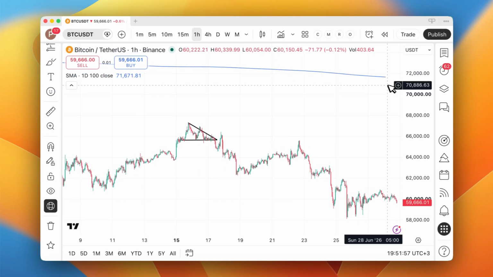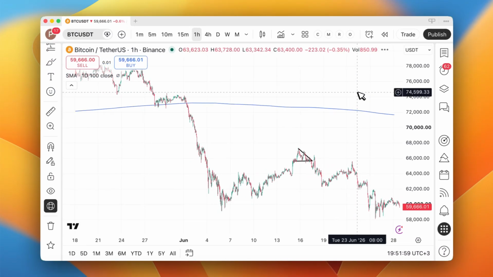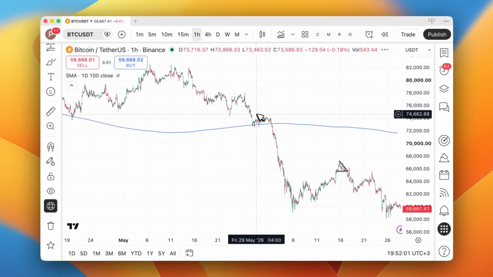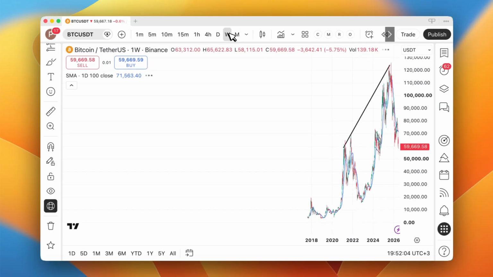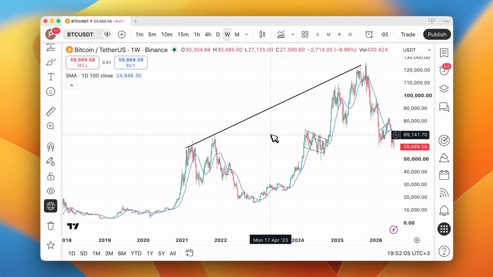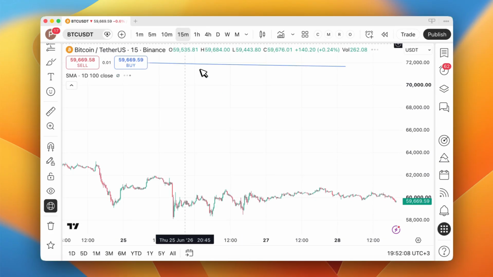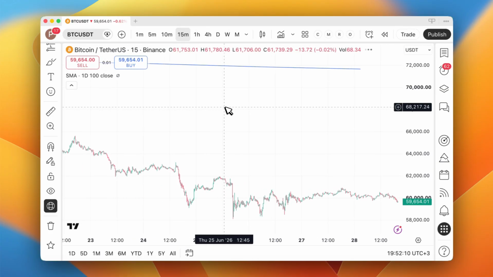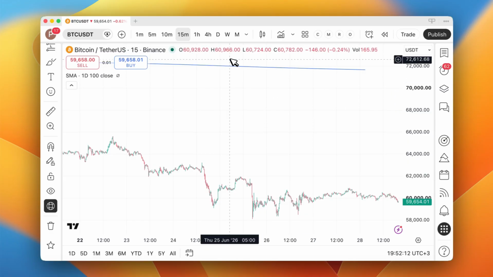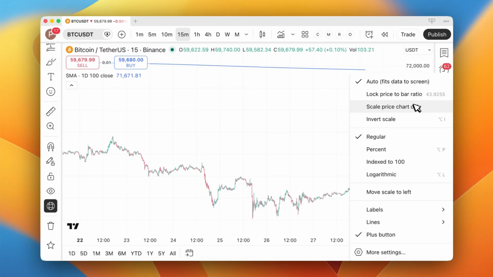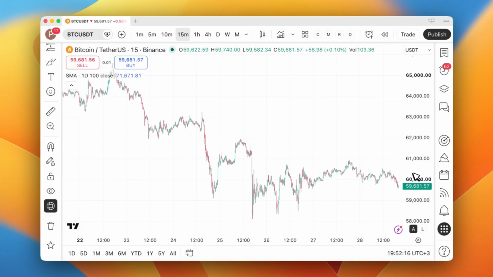Remove scale price chart. There you go. Tries to fit this moving average that is very, very far away. See? 15-minute time frame tries to show. Again, scale price chart only.